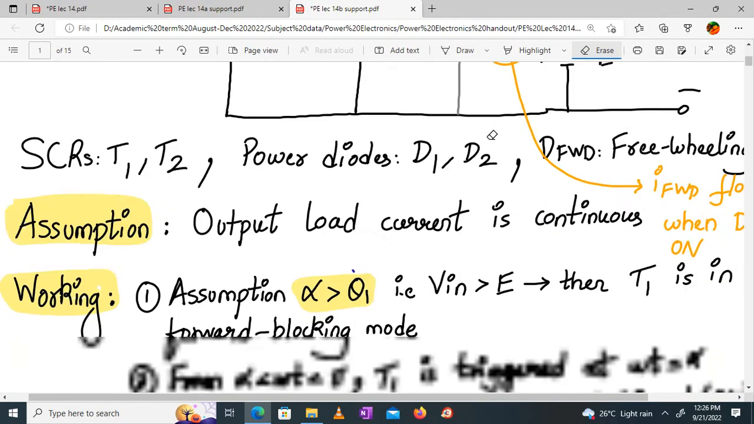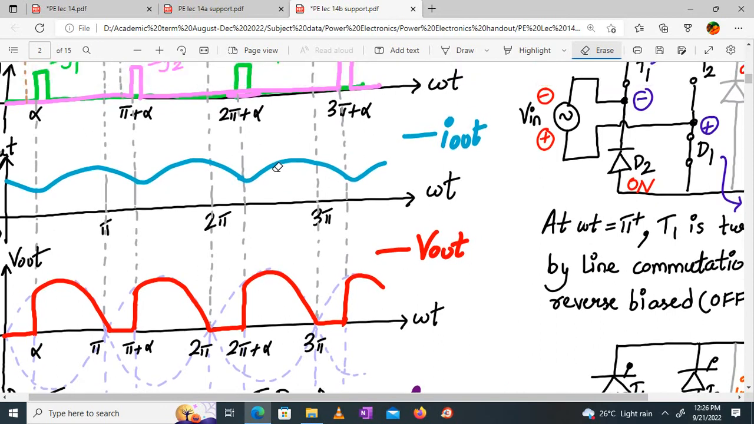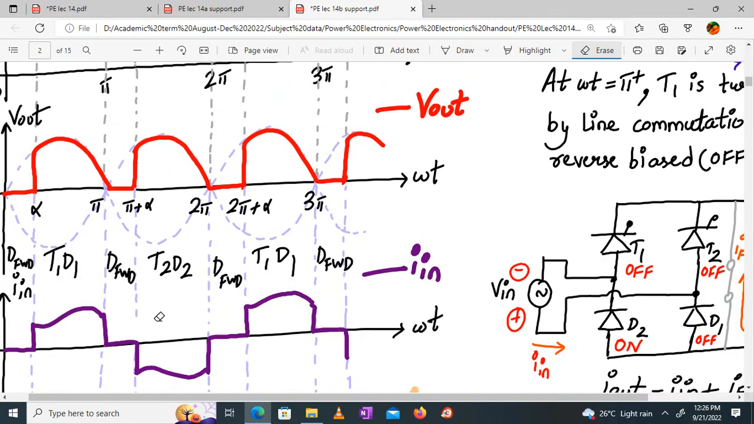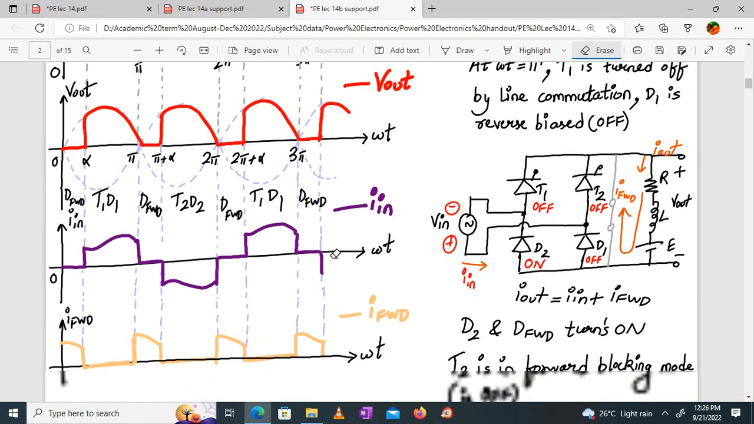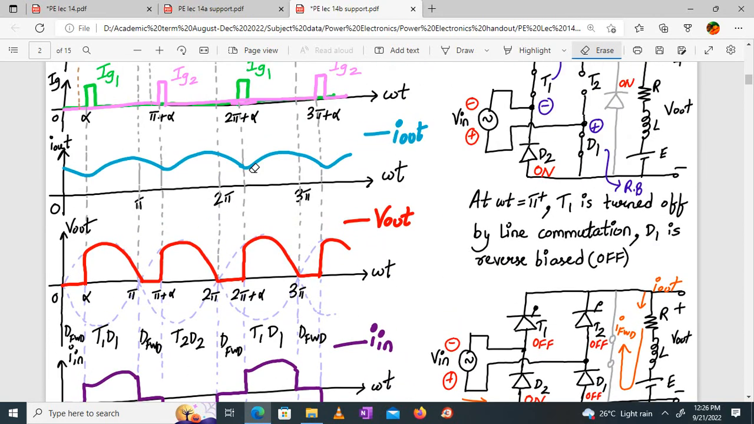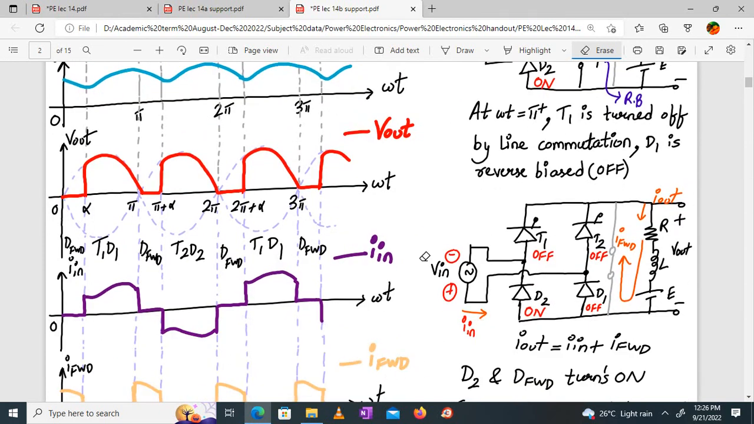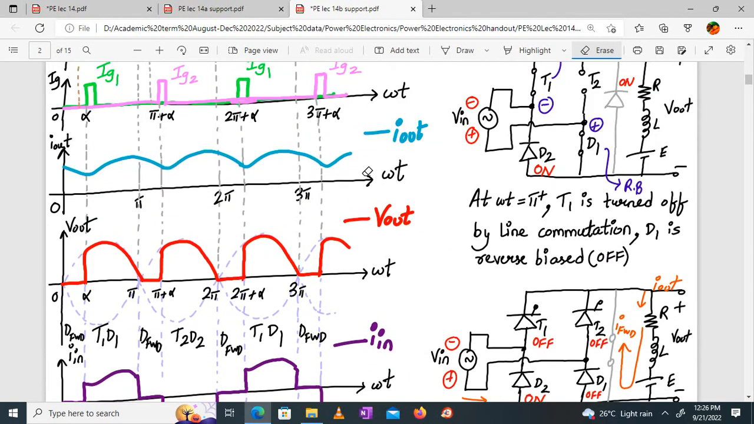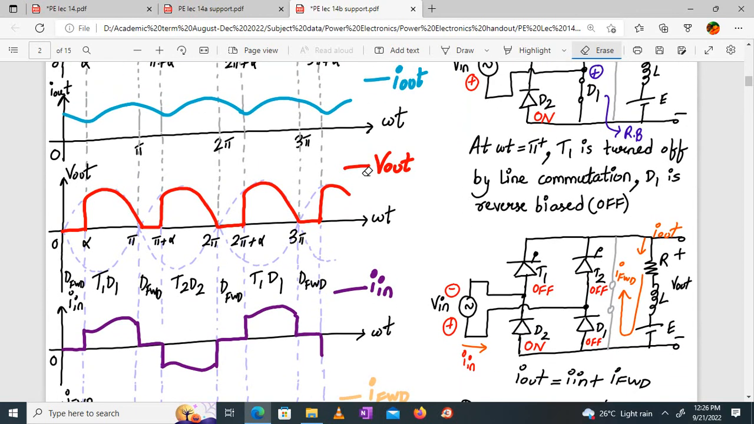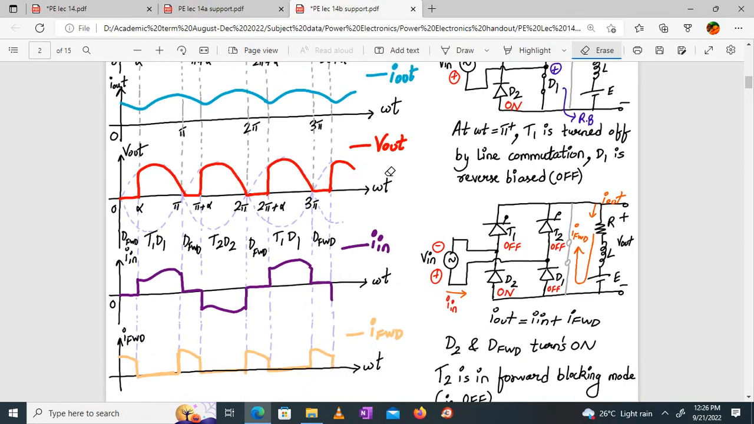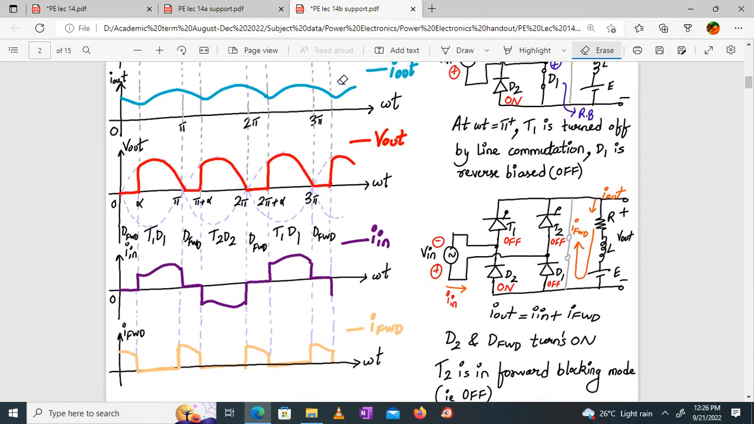Isn't it? Yes. Here also it is the same. See, this is I out, this is I in, and this is IFWD. If you add them together, you will get back I out, that is, I in plus I freewheeling diode. If you connect them together, you will get I out. See this. Oh, sorry. This I out will be equal to I in plus IFW.